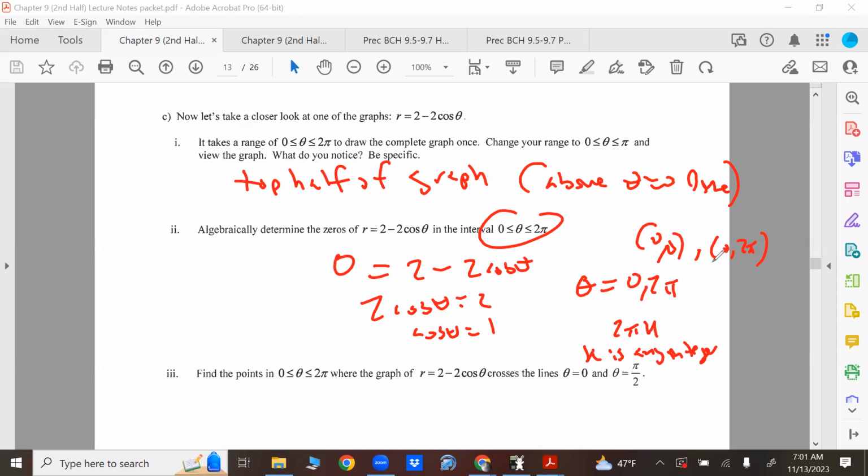And then find the points where that graph crosses the line theta equals 0 and theta equals pi over 2. Of course, just plug in 0 for theta. 2 minus 2 cos 0 will be 0, which we already have. For the other one, if you plug in pi over 2 for theta, cosine pi over 2 we know is 0, so r equals 2. So that would be 2 comma pi over 2.